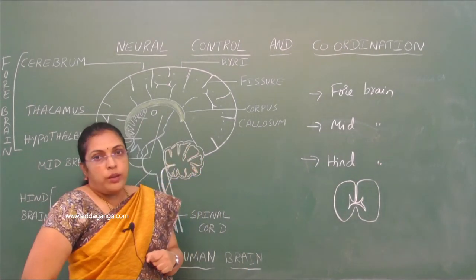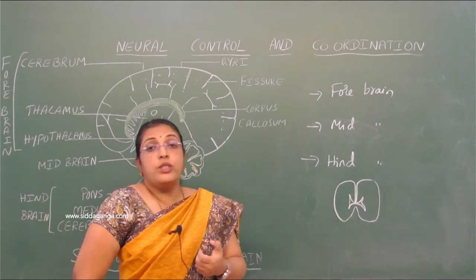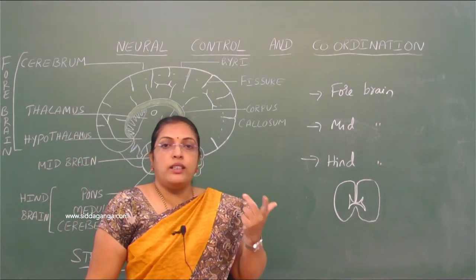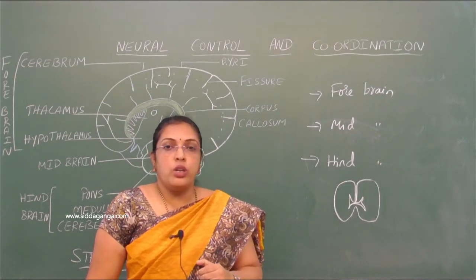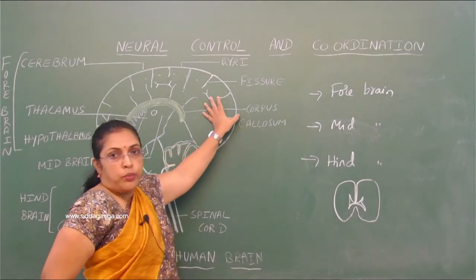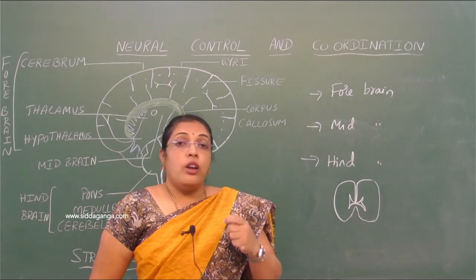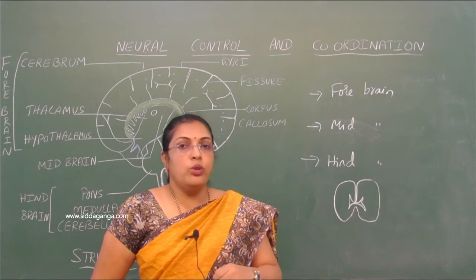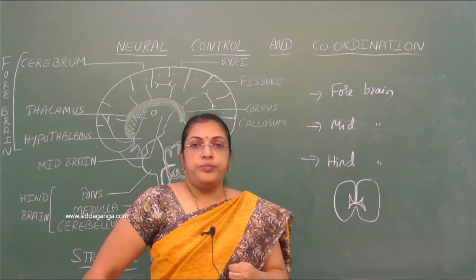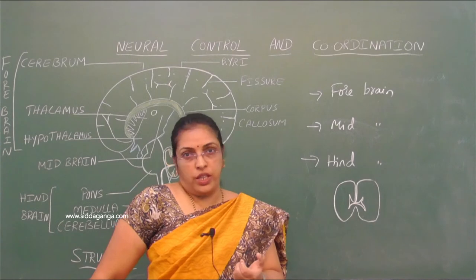So main function of cerebrum, it regulates motor and sensory signaling, and also some areas are present in cerebrum where we cannot differentiate neurons, whether they are motor or sensory. Those areas are called association areas. So the cerebrum controls motor and sensory signaling, but some areas in cerebrum are not differentiated, whether they are motor or sensory. Those areas are called association areas, mainly responsible for memory and communication purpose and intersensory communication.